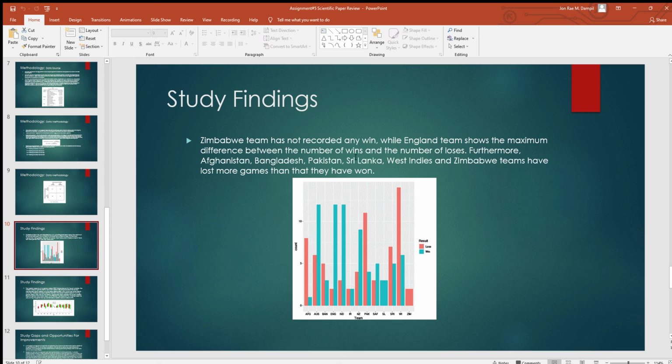And also Afghanistan, Bangladesh, and Sri Lanka teams have lost more games than they have won. If we refer to Bangladesh here, they have more losses than wins. Same with Sri Lanka, Pakistan, and Zimbabwe. And the West Indies, they have more games lost.